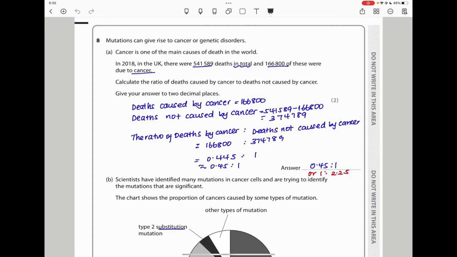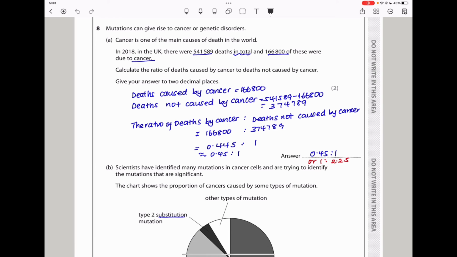Remember, this is deaths caused by cancer to those not. So the deaths caused by cancer is this, because they say that of those, 166,800 were cancer. So that is caused by cancer, meaning the deaths not caused by cancer should be that minus that, which gives us 374,789. And then to find the ratio, it's going to be that to that, which gives us 0.45 to 1. And therefore, I wrote my answer like this, although if you had also written 1 to 2.25, that could also be acceptable.